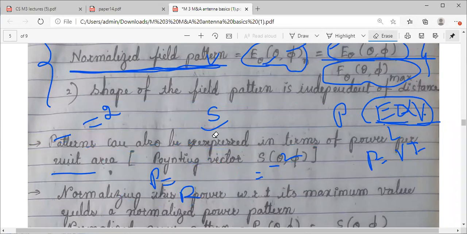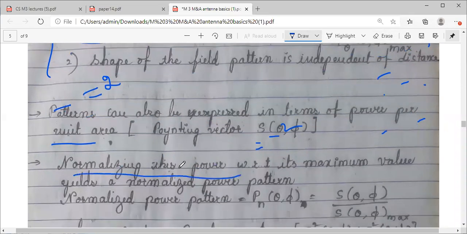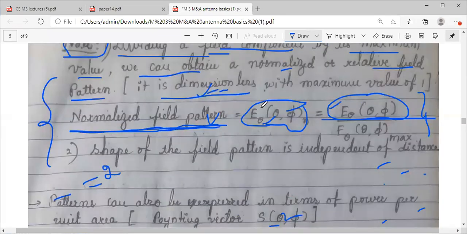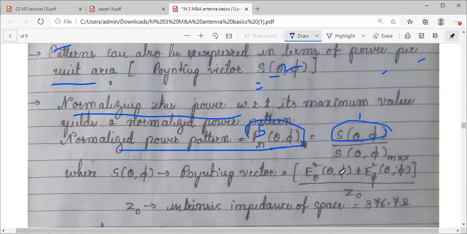So taking that relationship, the field pattern equation we took, the normalized field pattern, we will represent it in terms of power. So normalizing the power, P subscript N, the normalized value. Here also I think I have taken E theta; you can take En. The normalized value is equal to the original value, you can replace this E by S, no issues. The normalized value is the original value divided by its maximum value.